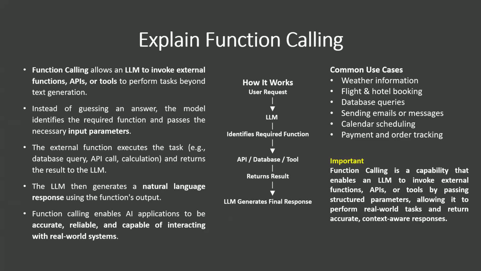Function calling allows an LLM to invoke external functions, APIs, or tools to perform tasks beyond text generation. Instead of guessing an answer, the model identifies the required function and passes the necessary input parameters. The external function executes the task and returns the result to the LLM. The LLM then generates a natural language response using the function's output. So function calling enables AI applications to be accurate, reliable, and capable of interacting with real-world systems.